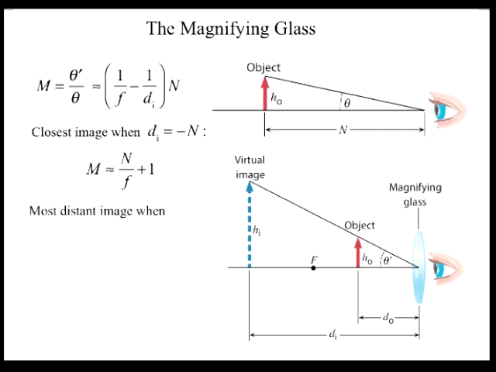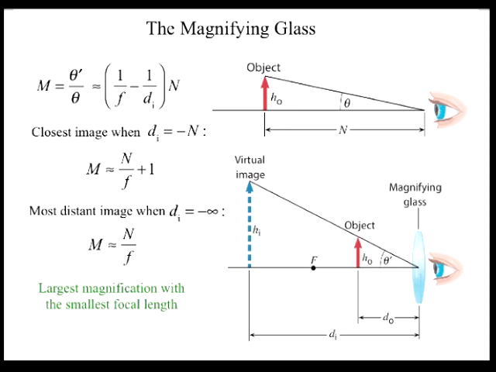The farthest the image can be from the eye is at infinity, or DI equals negative infinity. This occurs when the object is placed at the focal point of the lens. When the image is at infinity, the magnification equation simplifies to m is approximately equal to n divided by f. Clearly, the angular magnification is greater when the image is at the near point of the eye rather than at infinity. In either case, however, the greatest magnification is achieved by using a magnifying glass with the shortest possible focal length, since the focal length f is in the denominator.